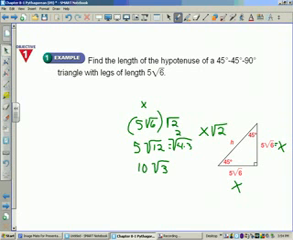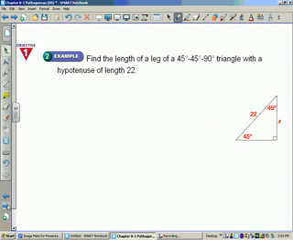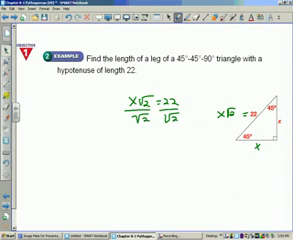All right, well, now the class is going to be doing these, but I'll quickly do these for you since you are viewing this not from the classroom. 22 equals x roots of 2. Both of these sides are x, so let's see. If x roots of 2 equals 22, I'm going to divide both sides by the square root of 2, and I get x equals 22 over the square root of 2.